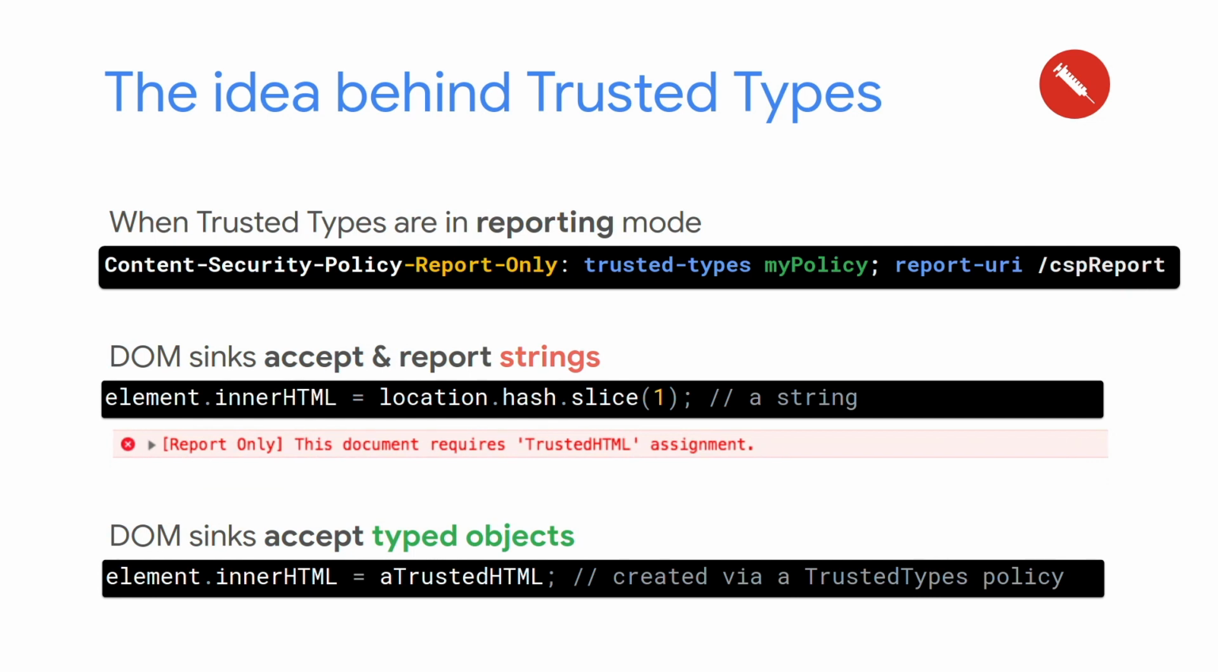And something very similar is also available in reporting mode. So if you want to test if your application is going to work well with trusted types, you can enable it in report-only mode. And then when the browser sees a string assignment to one of these dangerous APIs, it will generate a report to your server, and your server will learn that this is something that needs to be refactored before you start enforcing the restrictions.